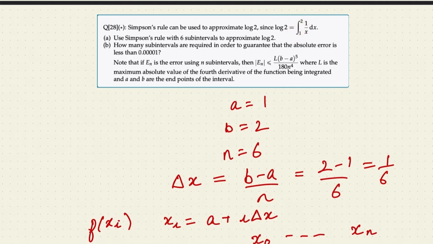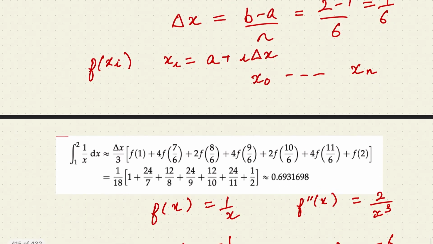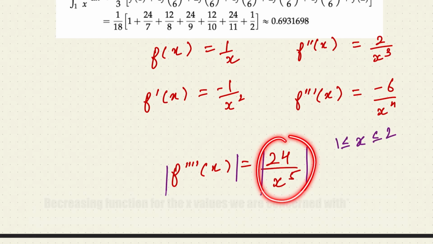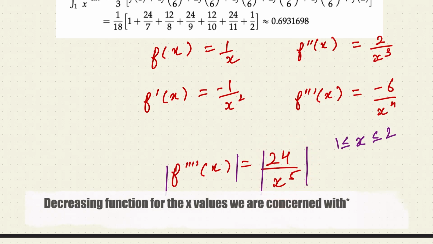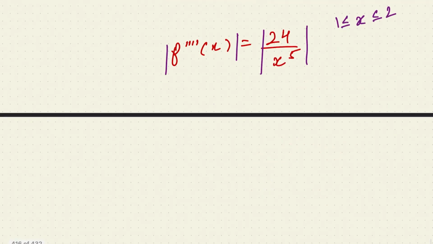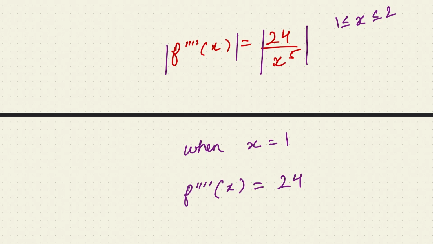the x interval. Since our x is varying from 1 to 2, we know that this expression is a decreasing function, right? So the maximum value would be when x is the smallest, which is at x equals 1 based on this interval. So when x is equal to 1, this expression has the highest value. And when x is equal to 1, the fourth derivative of f of x is basically 24.